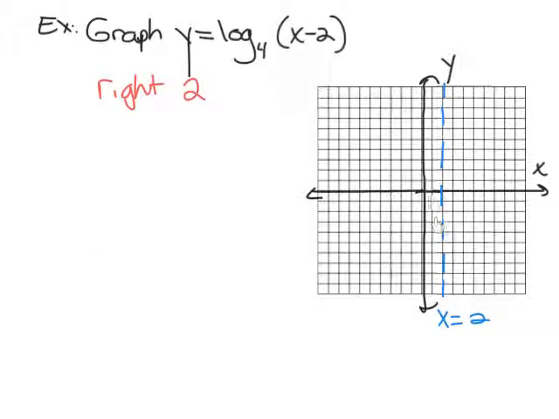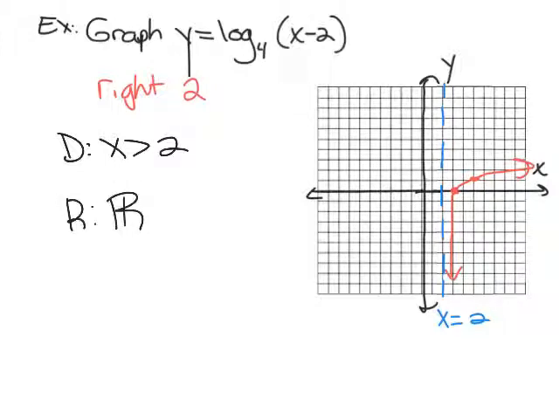So instead of having a point at (1, 0), it's going to have a point at (3, 0), which ends up being 1 unit away from the new vertical asymptote. Instead of having a point at (4, 1), it's going to have a point at (6, 1). And then the general shape of the curve will be the same. There's no dilations, there's no stretching involved. This is just going to be the parent function shifted to the right by 2. If I wanted to state the domain and the range, the domain now is going to be x is greater than 2. The range stays with all reals.